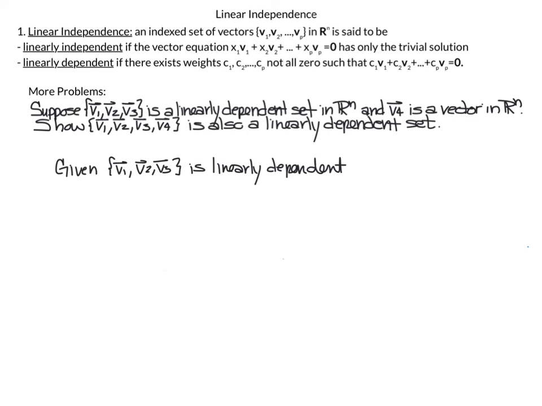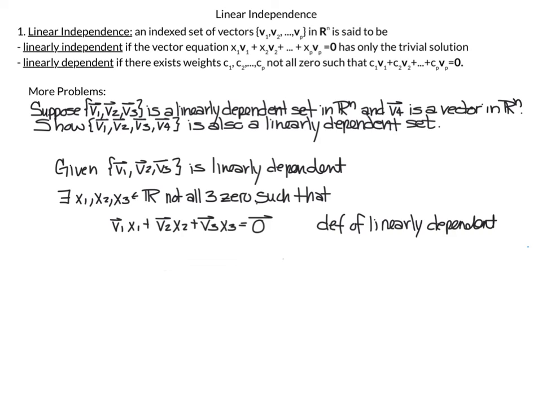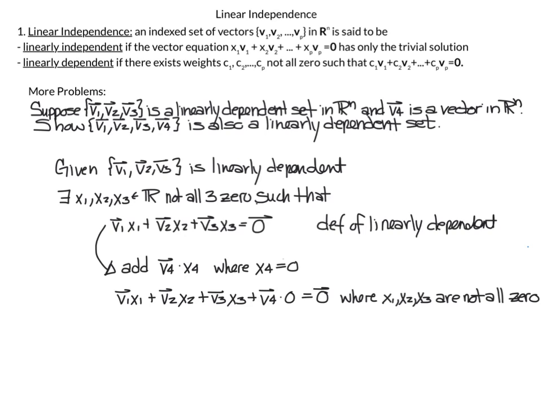To start this proof, I'm going to start with our given, our hypothesis. So we're given that v1, v2, v3 is a linearly dependent set. That means there exist x1, x2, x3 in the real numbers that are not all zero, such that v1 x1 plus v2 x2 plus v3 x3 equals 0. And this comes from the definition of linearly dependent. If they're dependent, there is a non-trivial solution to this equation.